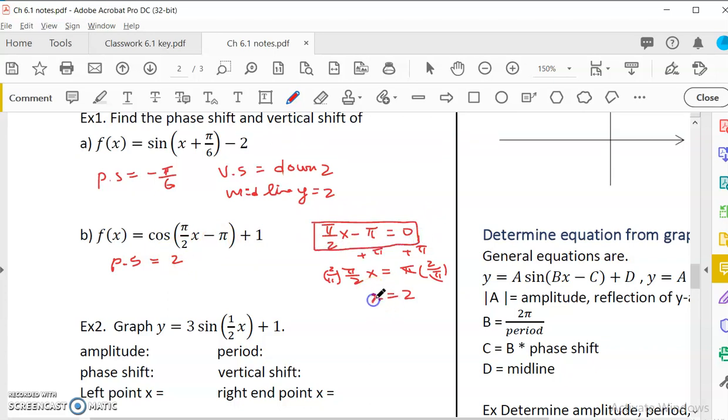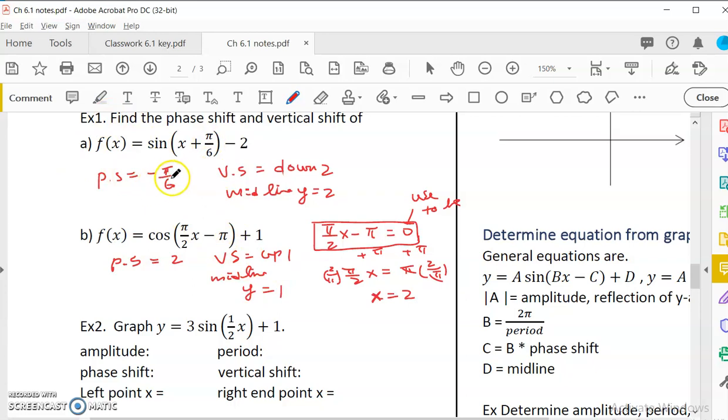This x is the phase shift. That means what used to be 0, used to be no phase shift, and now I have pi x over 2. What is the phase shift? That's how you do it. And our vertical shift is up 1, right? So the midline now is this vertical shift, y equal to 1. Okay, so far so good in terms of recognizing.